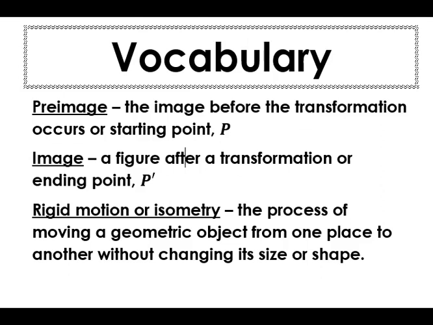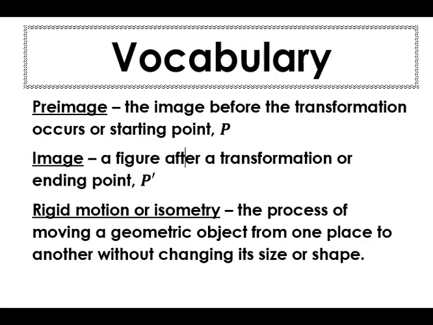Before we begin performing transformations with our lizard, we need to review a few important key vocabulary words. A pre-image is an image before a transformation occurs. It is a starting point and is indicated with a letter, such as P. An image is a figure after a transformation has occurred, or an ending point. It is indicated with a letter such as P prime. The prime looks like an apostrophe next to the letter.